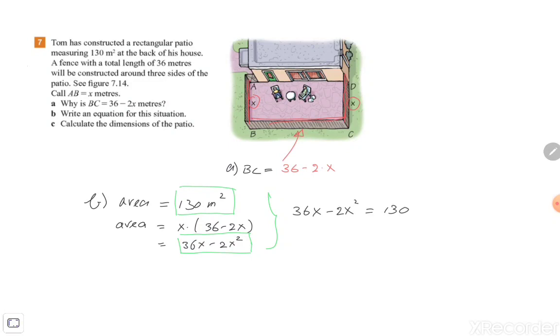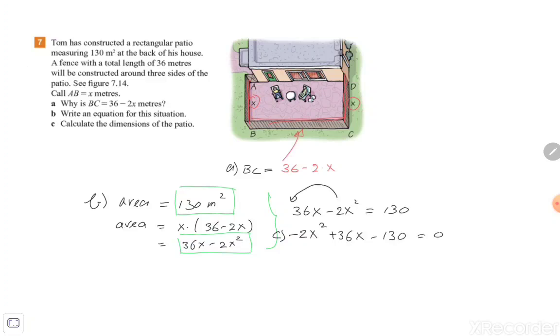There you go. Now, with exercise C, we need to solve the equation, because we want to know what the dimensions of the patio are. Now, to solve it, you need to make the right side equal with 0. So we subtract 130 on both sides. And I'm going to write down immediately everything in the right order. Then you get minus 2x squared plus 36x. So I just turn those around. And then minus 130 is equal with 0.